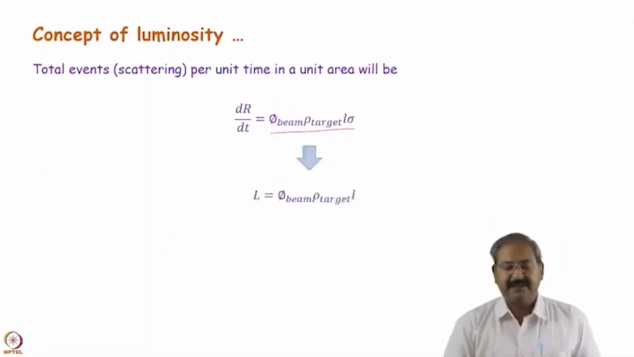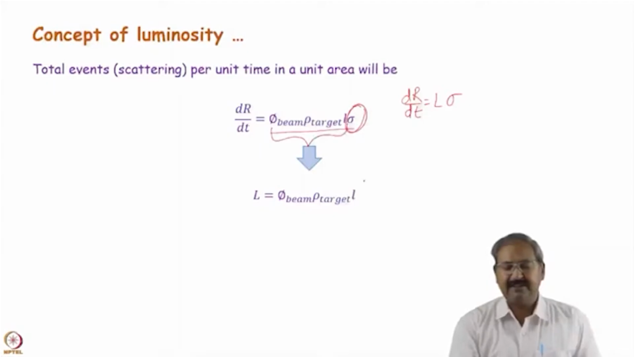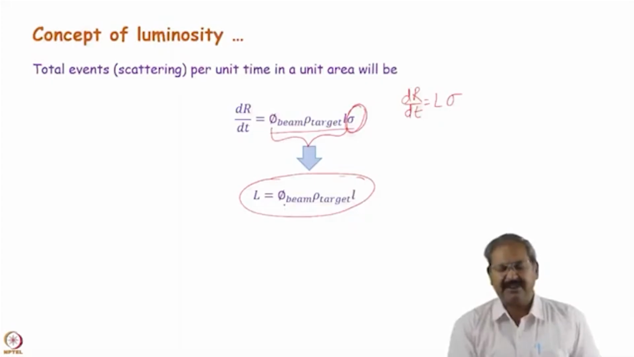Now here you can see that dR/dt is equal to L sigma. So apart from this sigma, this whole thing defines the luminosity. For the luminosity of a collision experiment, I will not say collider because we have taken the fixed target. So in this fixed target experiment, what is the flux of the beam, what is the density of the target, and what is the length covered by the beam in one second? That defines the total luminosity.